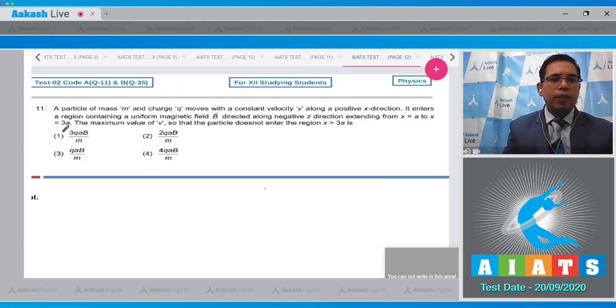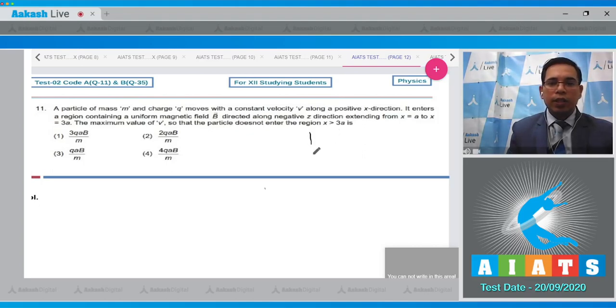Question number 11, which states that a particle of mass m and charge q moves with a constant velocity v along a positive x direction. It enters a region containing a uniform magnetic field B vector directed along the negative z direction, extended from x equal to a to x equal to 3a. The maximum value of v, so that the particle does not enter into region x greater than 3a.